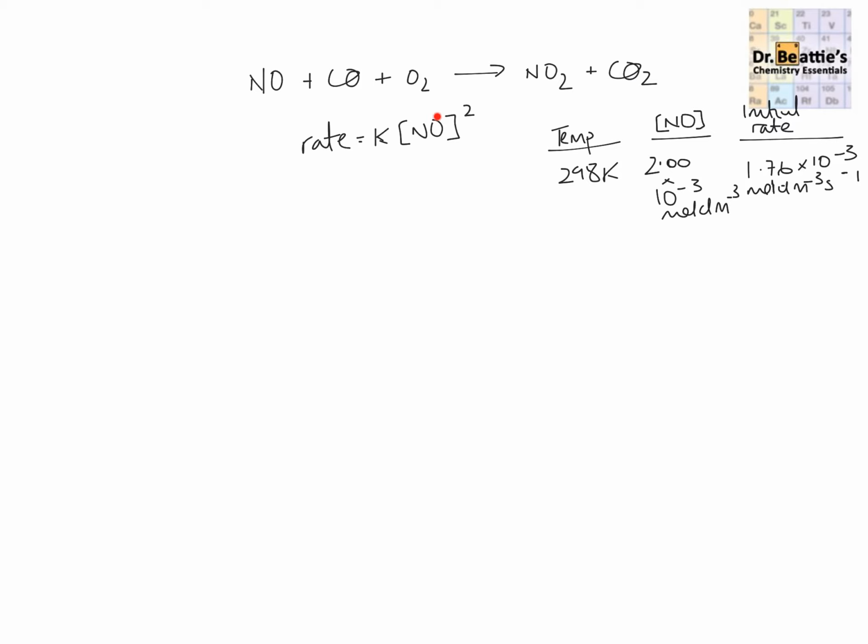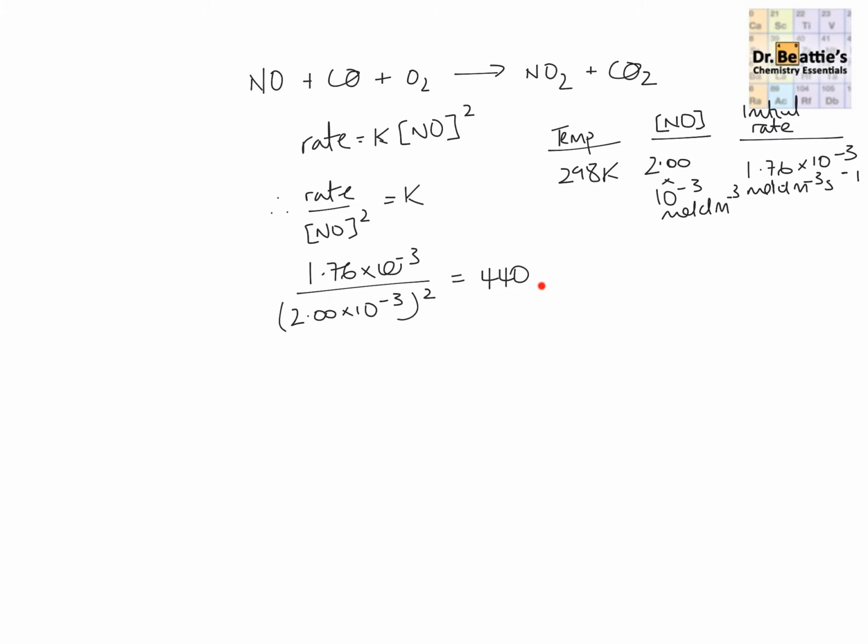So we've been given NO data, we've been given an initial rate, and so we can rearrange this to get K. And so if we take the NO over the equation, then we get rate divided by NO squared. And then what we do is we sub in the values, so rate and the NO concentration, and this gives us our magnitude, our size for the rate constant. What then remains is that we need to work out the units for K.